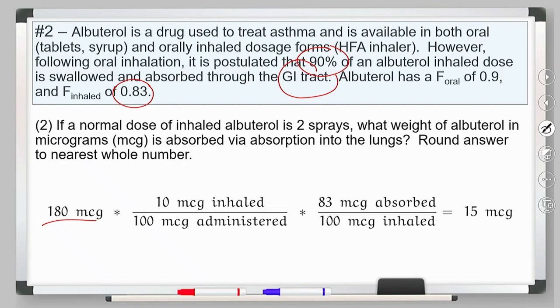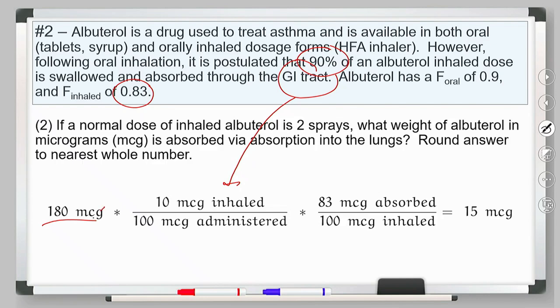What fraction of that makes it into the lungs? I wasn't told that. I was told how much makes it into the GI tract. But if 90% makes it into the GI tract, what percent then makes it into the lungs? 10%. So you had to factor in that if 90% goes into the oral, then 10% goes into the lungs. So again, I'm just expressing that 10% in ways that hopefully it makes sense. When I say 10% makes it into the lungs, that means 10% of what's administered, or 10 micrograms out of 100, gets inhaled.